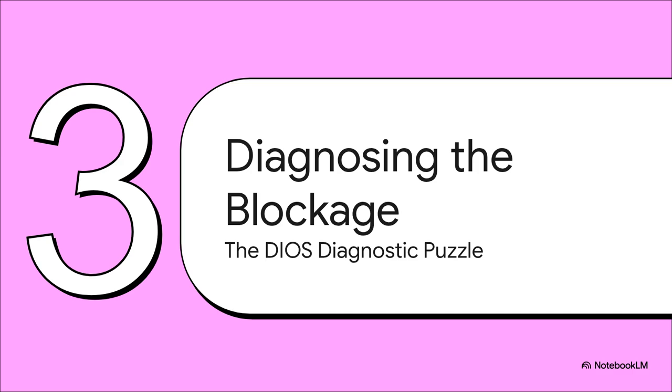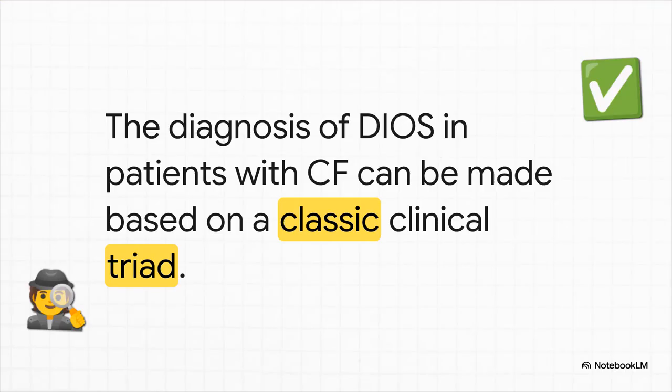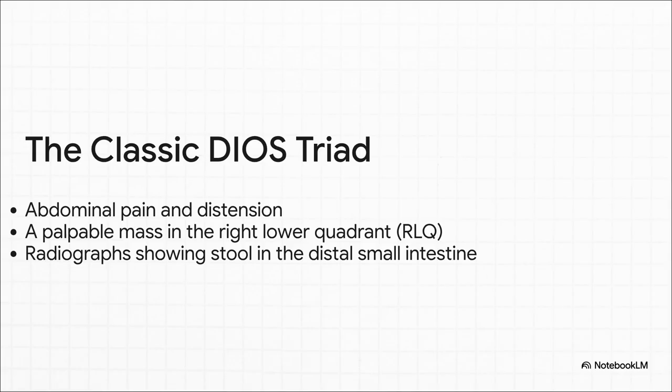How do you solve that puzzle? Thankfully, you've got a really powerful framework to guide you. When it comes to DIOS, the diagnosis often hinges on finding a classic triad of signs and symptoms. If you can identify these three things, you are well on your way to nailing the diagnosis. And here it is. Number one is the patient story, that cramping pain, that feeling of being bloated and distended.